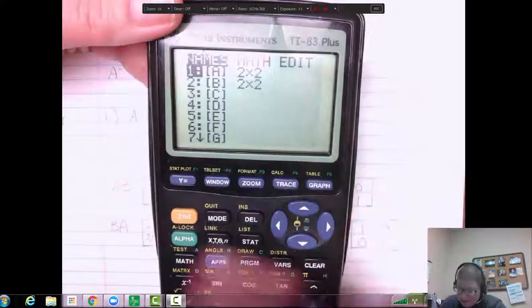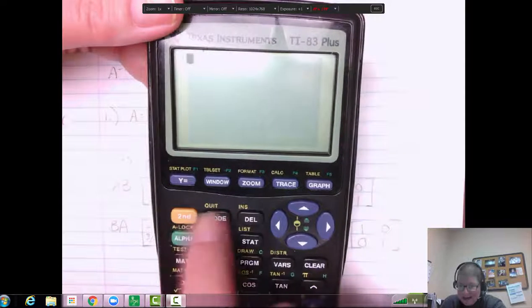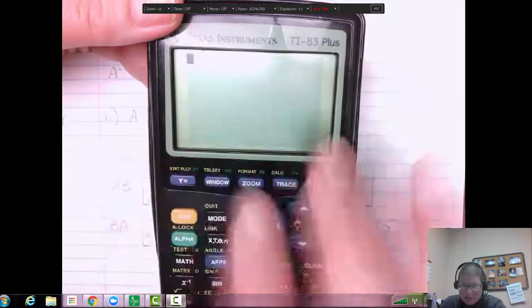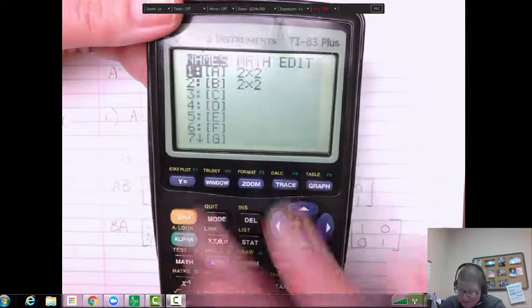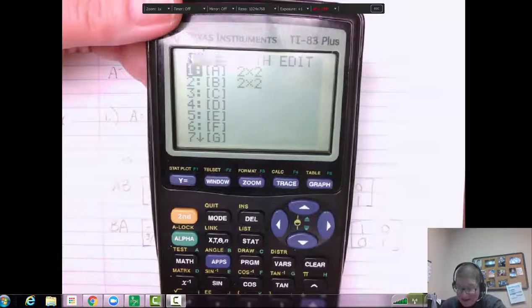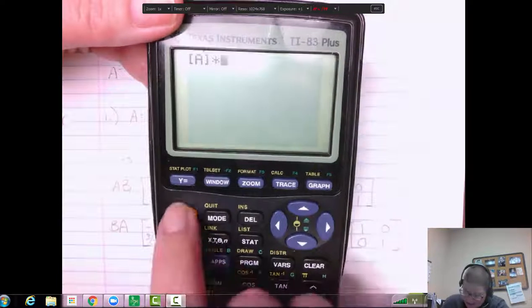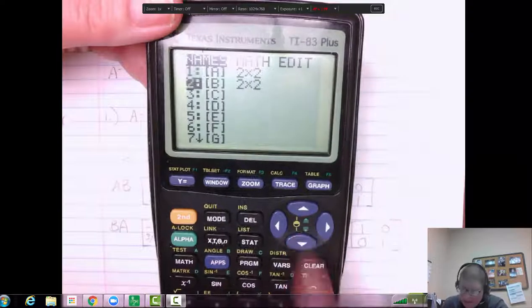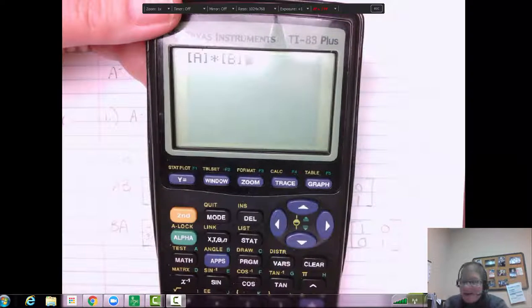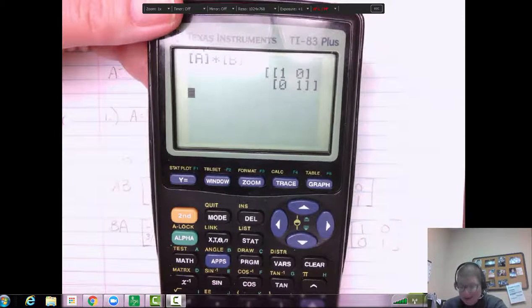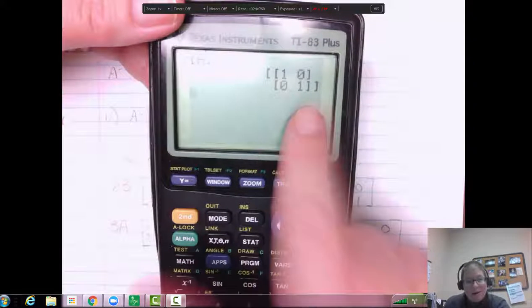Now watch this. I'm going to go quit, second quit, and go here. And then this is just our general screen. I'm going to hit second matrix again, and I'm going to name A. So that puts up matrix A, times it by second matrix, go down to B, enter. So I named it. I use that first row, which is name, enter.